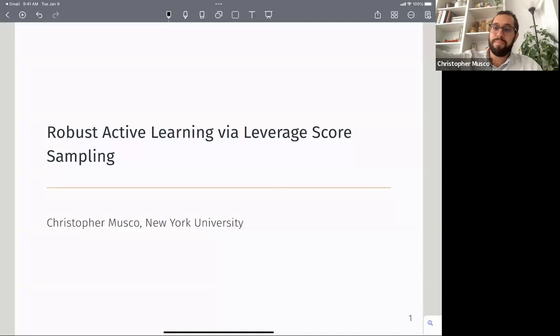So as Santosh mentioned, I'm going to be talking about active learning via leverage score sampling, which is a pretty broad topic. This isn't a talk about one paper. It's about maybe many papers I've worked on and that other people have worked on, but a topic that I've become really interested in the past couple of years. I'll try to give you a broad overview of the topic. My understanding is we have roughly 50 minutes for the talk and 10 minutes for questions, but if anything's unclear, please feel free to interrupt me as we go, because I prefer it that way. Okay, so the title of the talk is Robust Active Learning via Leverage Score Sampling.